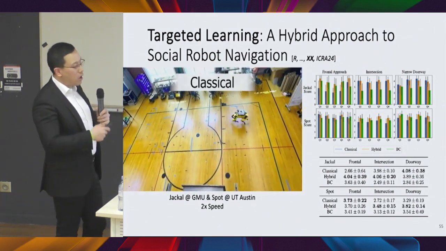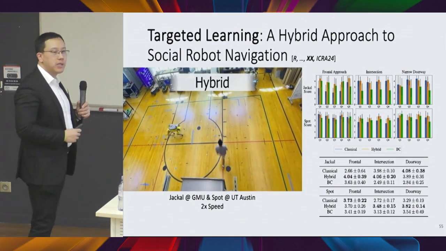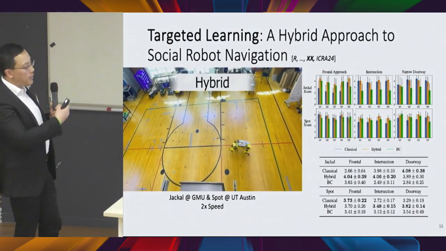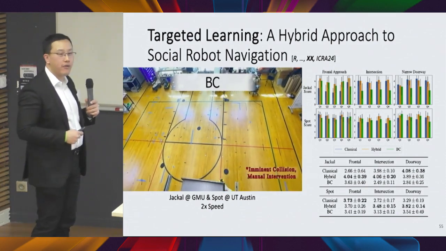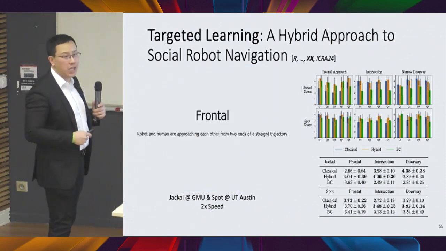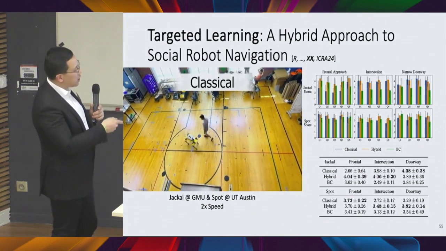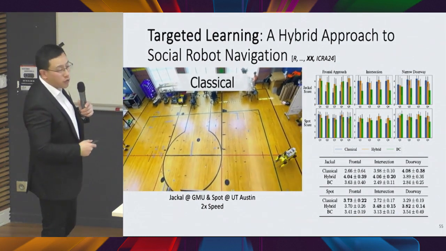While the BC, on the other side, you can see in the Jackal experiment, it failed many times by colliding with the door or losing the goal. Although it somewhat gives you some socially compliant behavior by going around the human, it's not really that efficient. So this is the Spot experiment at UT Austin as well.